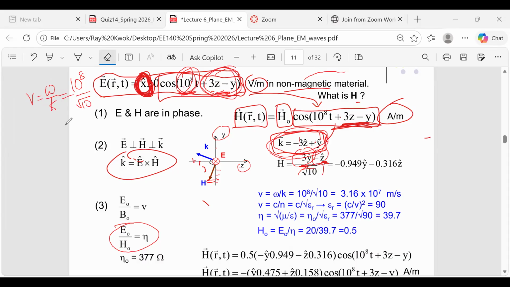That's velocity. Okay. What is the dielectric constant or index of refraction? Well, we say c over the velocity is my index of refraction. So if I want to find the index of refraction, that would be 3 times 10 to the 8 divided by this velocity, 10 to the 8 times square root 10. So 3 times square root 10. Right?